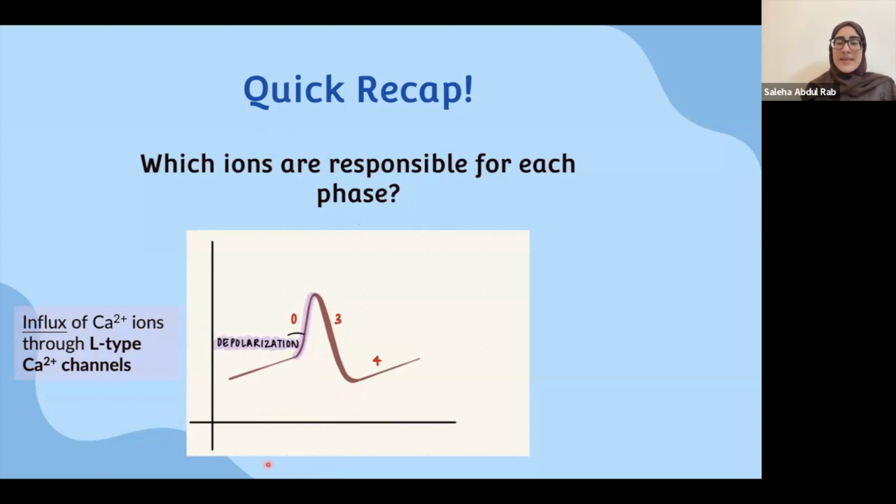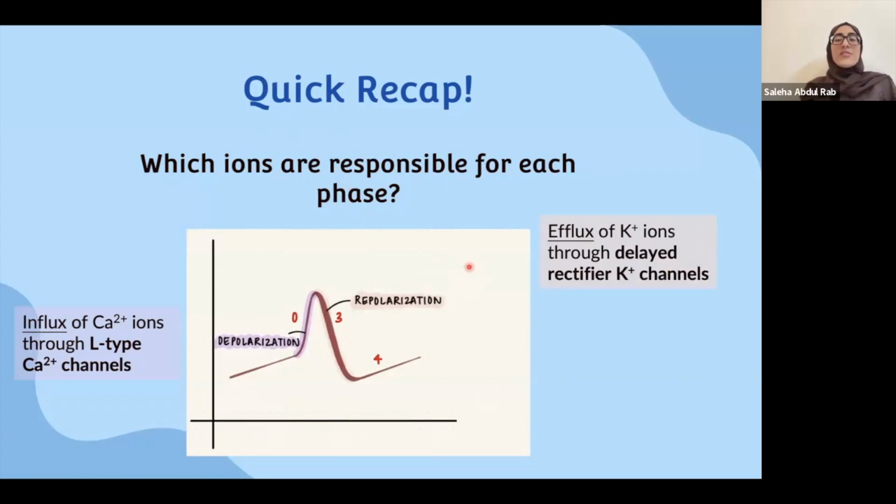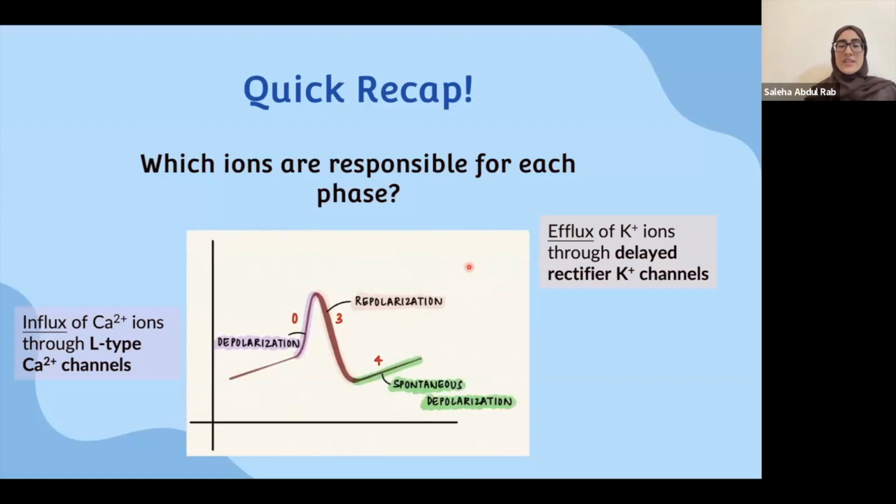Okay. Next, we have phase 3. I'm going to wait for someone to type the answer before I say it. I'm not going to give it away this time. Phase 3 is, what is it and what ion are we talking about and what's happening? Okay, so phase 3 is repolarization. And yes, it occurs through efflux of potassium ions through delayed rectifier potassium channels. Perfect.